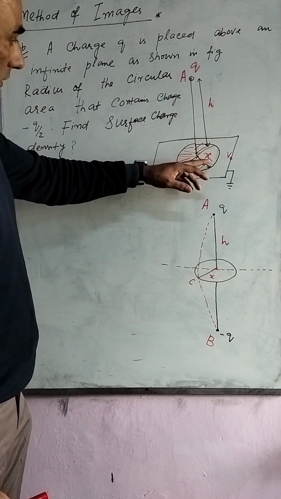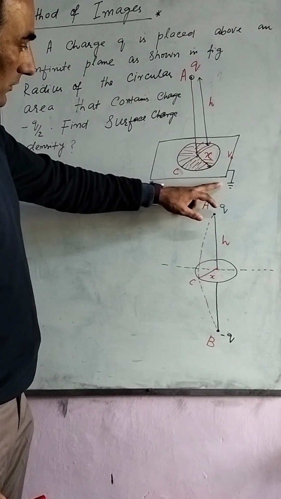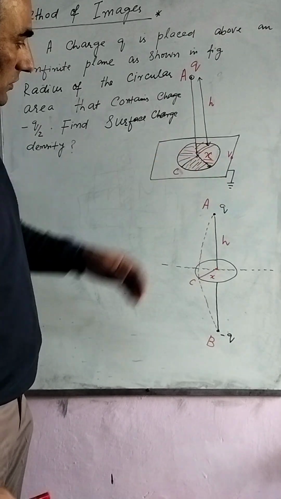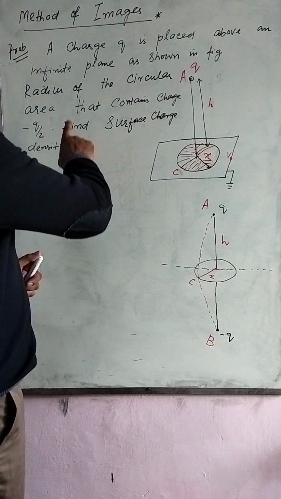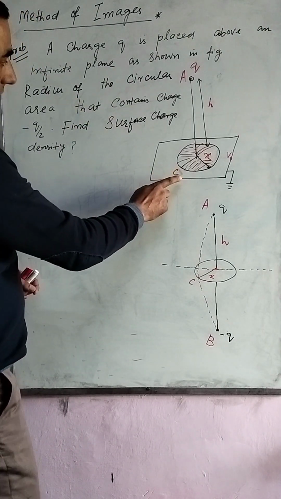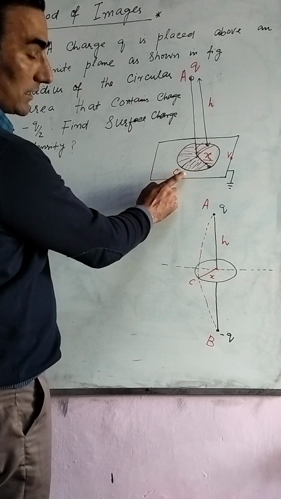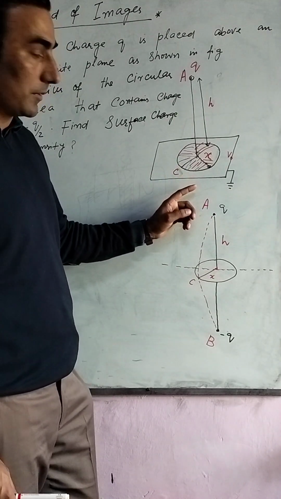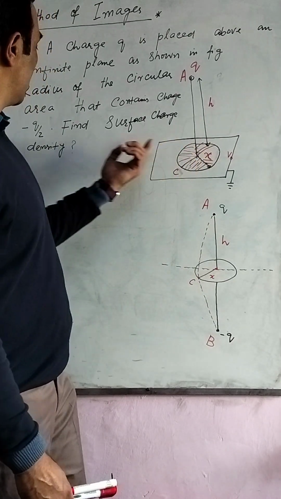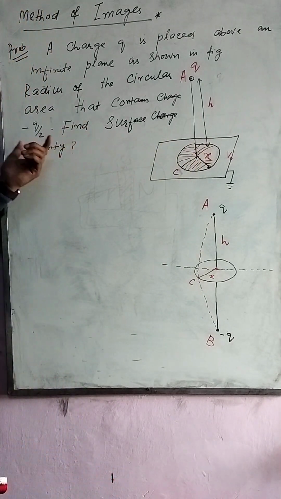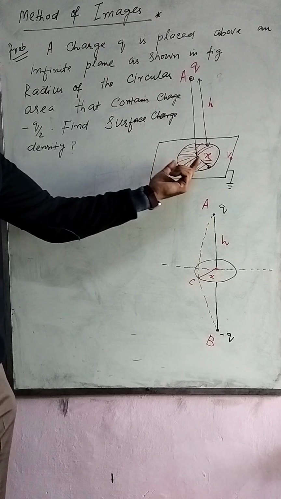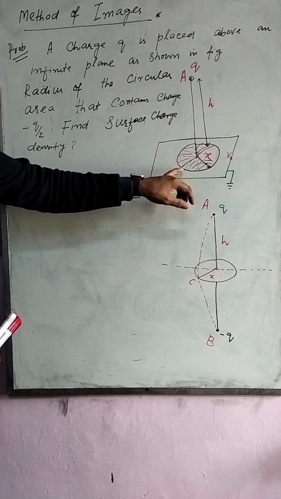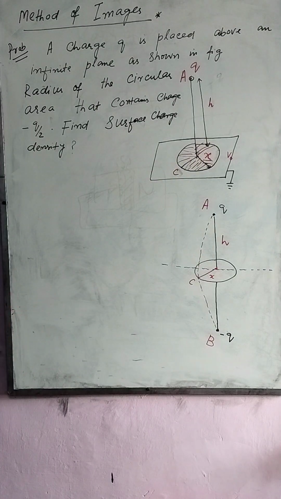so we have this plate, and the positive charge of this infinite plane goes to ground, so we have only this charge. Now we need to calculate the surface charge density at point C, and this contains the charge of minus q by 2. So we want to calculate the surface charge density at point C.